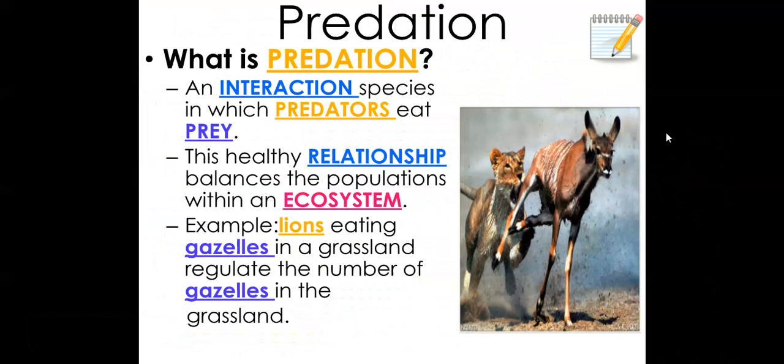Predation, which we discussed a little bit in the first video for today. This is an interaction between predators and prey. So this is when the predators, meaning these are the big scary animals, eat prey. This healthy relationship, and it is very healthy regardless of what it seems like, balances the populations within an ecosystem. For example, lions eating gazelles in a grassland regulate the number of gazelles in the grassland.